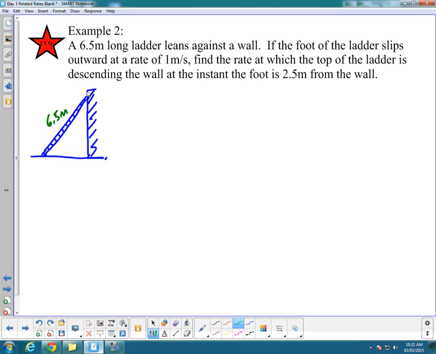We also know that this dimension here is scooting that way. It's moving outward at a rate of 1 meter per second. And we would like to know how fast it's going down. So we want to know that part. How fast is that side going down? And remember that speed is dependent on when we're talking. So we sort of freeze the picture at a certain time, at the instant when the foot is 2.5 meters. So right here is 2.5 meters from the wall.